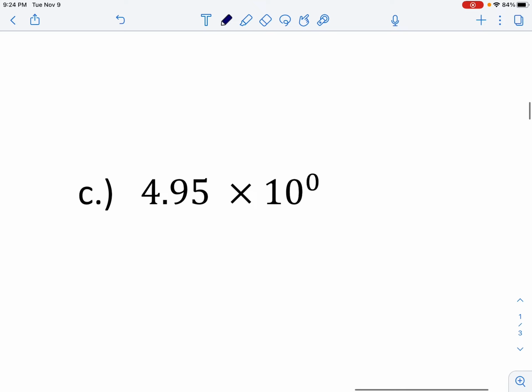Okay, all right, looking at C. 4.95 times 10 to the 0. 10 to the 0, remember, we know that to just be 1. So our answer is not going to change here. It's just going to be 4.95.